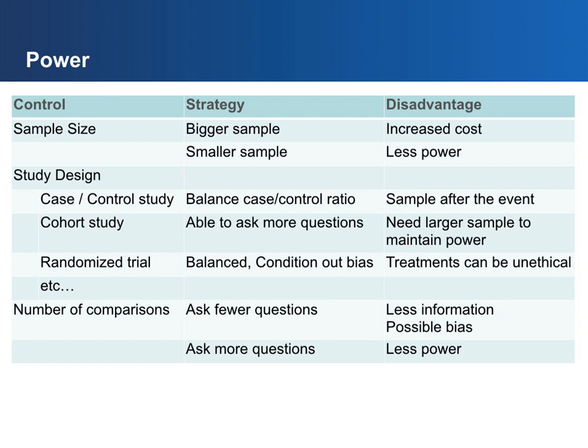Often one of the easiest ways to change power is to change the number of comparisons that you're making. Sometimes people will approach me with a data set and they'll say, here's my data set and here's all the questions I want to ask. And I have to tell them, you need to ask fewer questions or you're not going to be able to find any answers to any of your questions. So pick the questions that you really want to ask and we'll start with those.